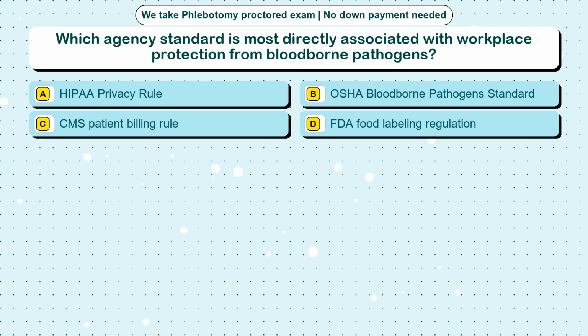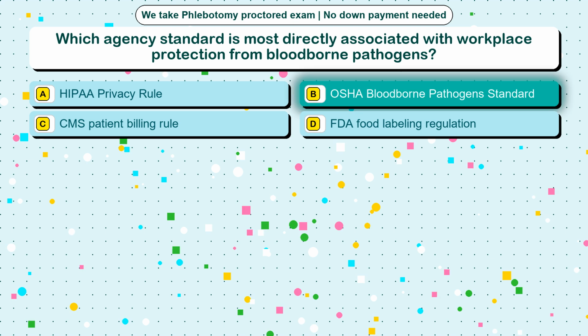Question 86. Which agency standard is most directly associated with workplace protection from bloodborne pathogens? Option A, HIPAA Privacy Rule. Option B, OSHA Bloodborne Pathogens Standard. Option C, CMS Patient Billing Rule. Option D, FDA Food Labeling Regulation. The correct answer is option B, OSHA Bloodborne Pathogens Standard.